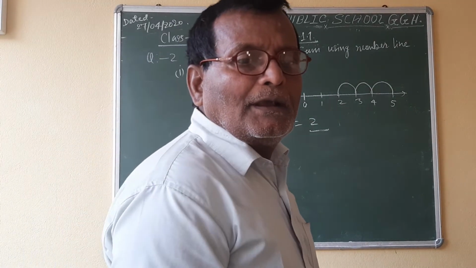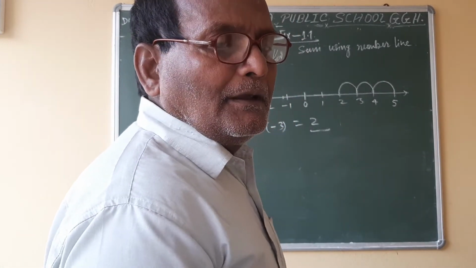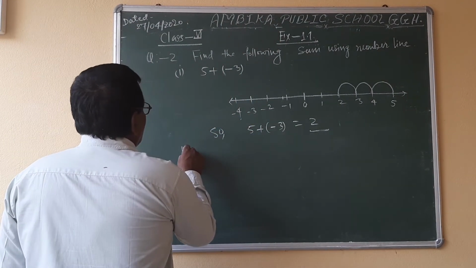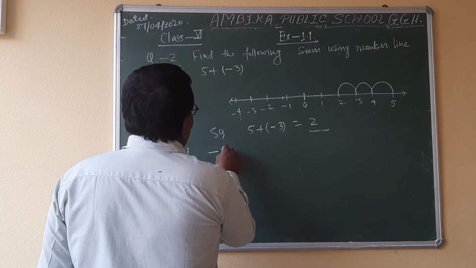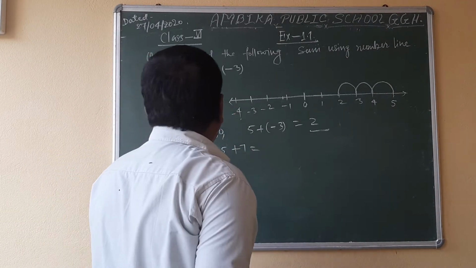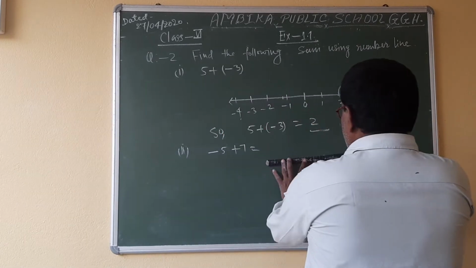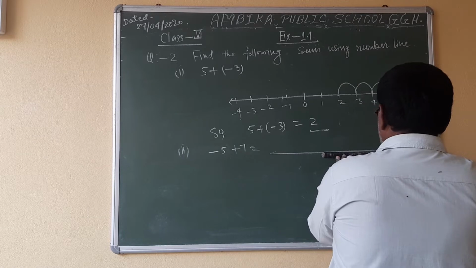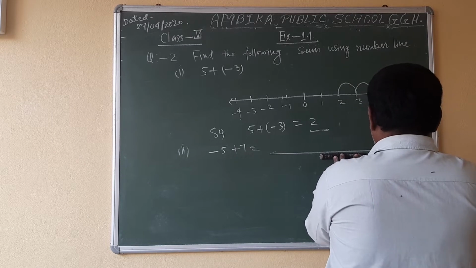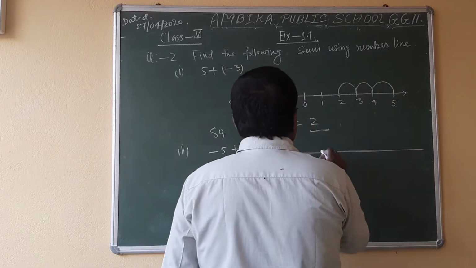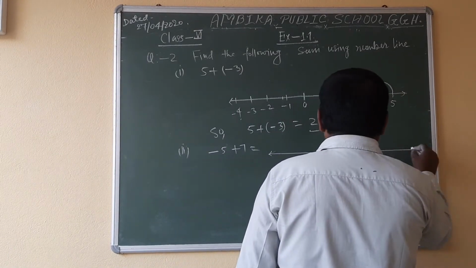Similarly, question 2: minus 5 plus 7. Adding minus 5 plus 7 using number line. We draw a number line and write numbers on it.